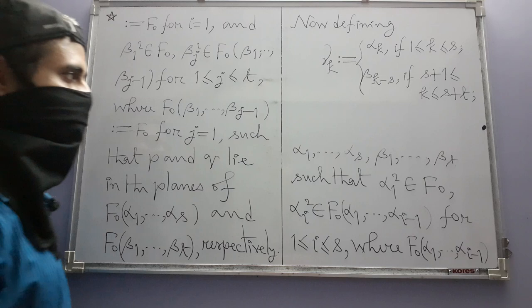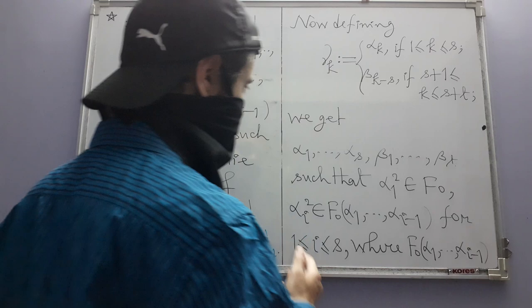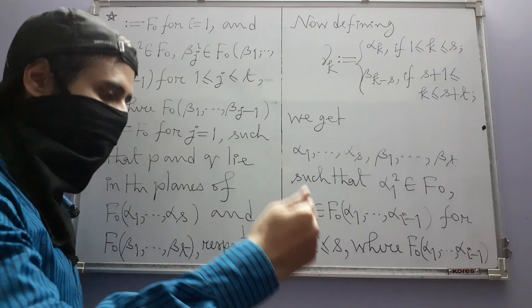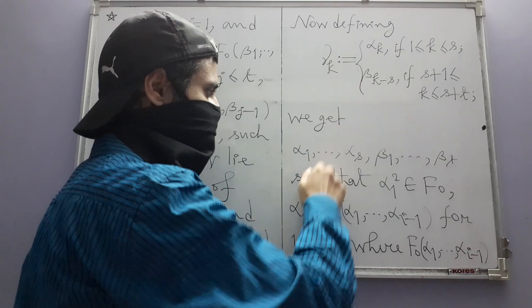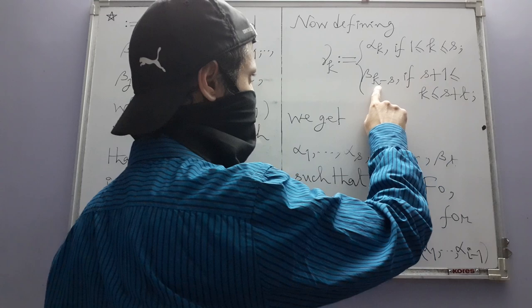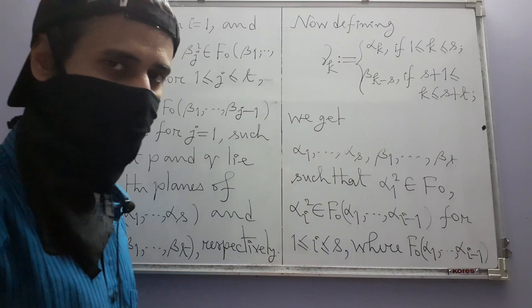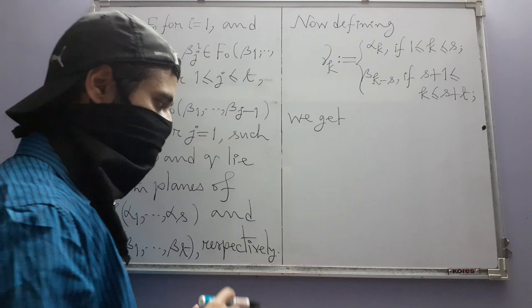We get, okay, but before we write what we are getting, do you see that the first s number of gammas, that is gamma 1, gamma 2, gamma 3, like that up to gamma s, are nothing other than the alphas. And the subsequent gammas are just the betas in the same order. Because if you put, for example, k equal to s plus 1, what do you get here? Beta 1. And if you put the last one, k equal to s plus t, then you get beta t. And similarly, you also have the intermediate ones.